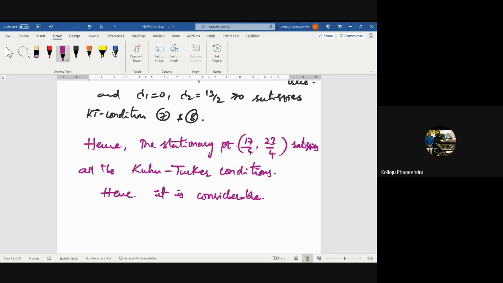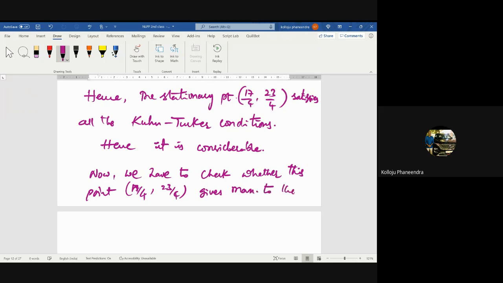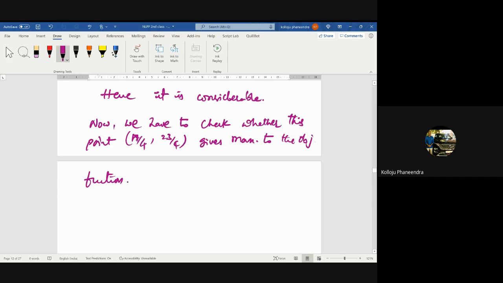Now, the question is whether this stationary point gives the maximum of the objective function. The NLPP objective function is maximization, right? Now we have to check whether this point 17 by 4, 23 by 4 gives the maximum to the objective function. What is the condition? For this, we have to check the sufficient conditions, already told you.